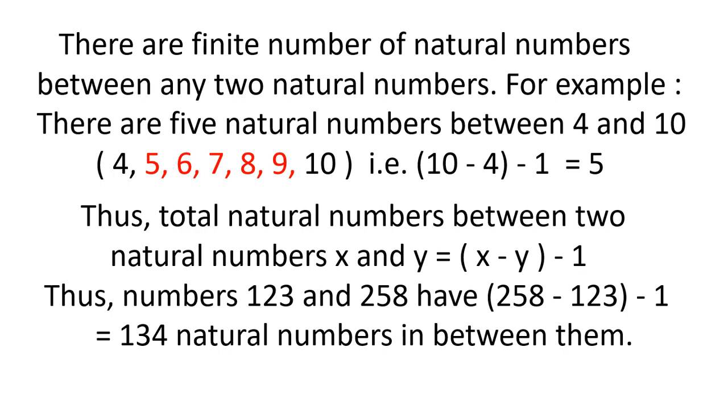Thus, total natural numbers between two natural numbers x and y is equal to x minus y minus 1, assuming x is greater than y. For example, numbers 123 and 258 have 258 minus 123 minus 1 is equal to 134 natural numbers in between them. That means to say that starting from 124 to 257, there are 134 natural numbers.